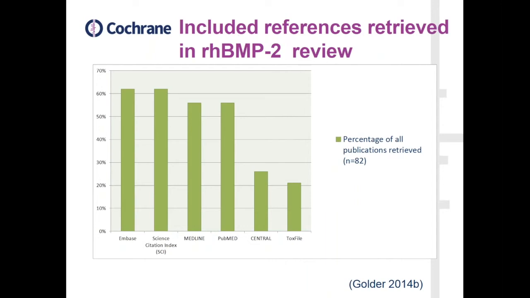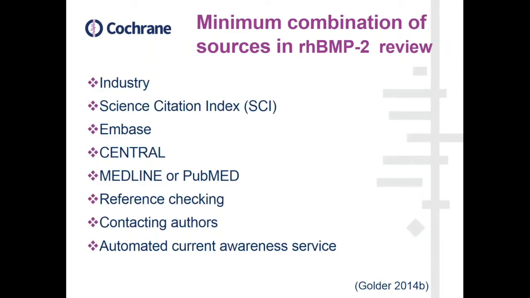And for this, Science Citation Index was joint first for the number of included references that it retrieved. But say there were a lot fewer databases evaluated in this instance. And the minimum combination was still quite high. As you can see, it included industry, Science Citation Index, Embase, Central, etc. And that was to retrieve the included records in this one case study of a medical device.